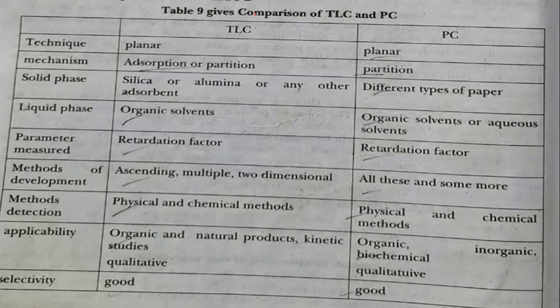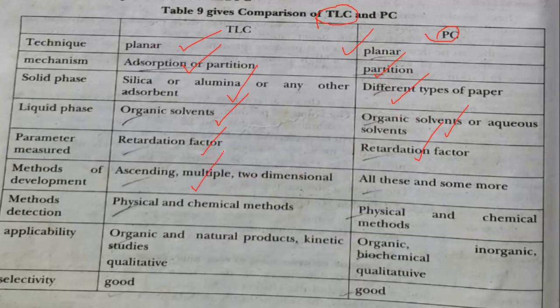Now the comparison. These are some distinguishing points between thin layer chromatography and the paper chromatographic technique. Both techniques are planar, as I told you. In thin layer chromatography the separation phenomenon may be adsorption or partition, while in paper chromatography it is only partition, as the stationary phase is only liquid. In thin layer chromatography the stationary phases are silica, alumina, or any other adsorbent, while in paper chromatography different types of papers are used. The mobile phase in TLC is an organic solvent, while in paper chromatography it may be an organic solvent or aqueous, or water. The parameter in both cases is the retardation factor, which we use for the analysis.